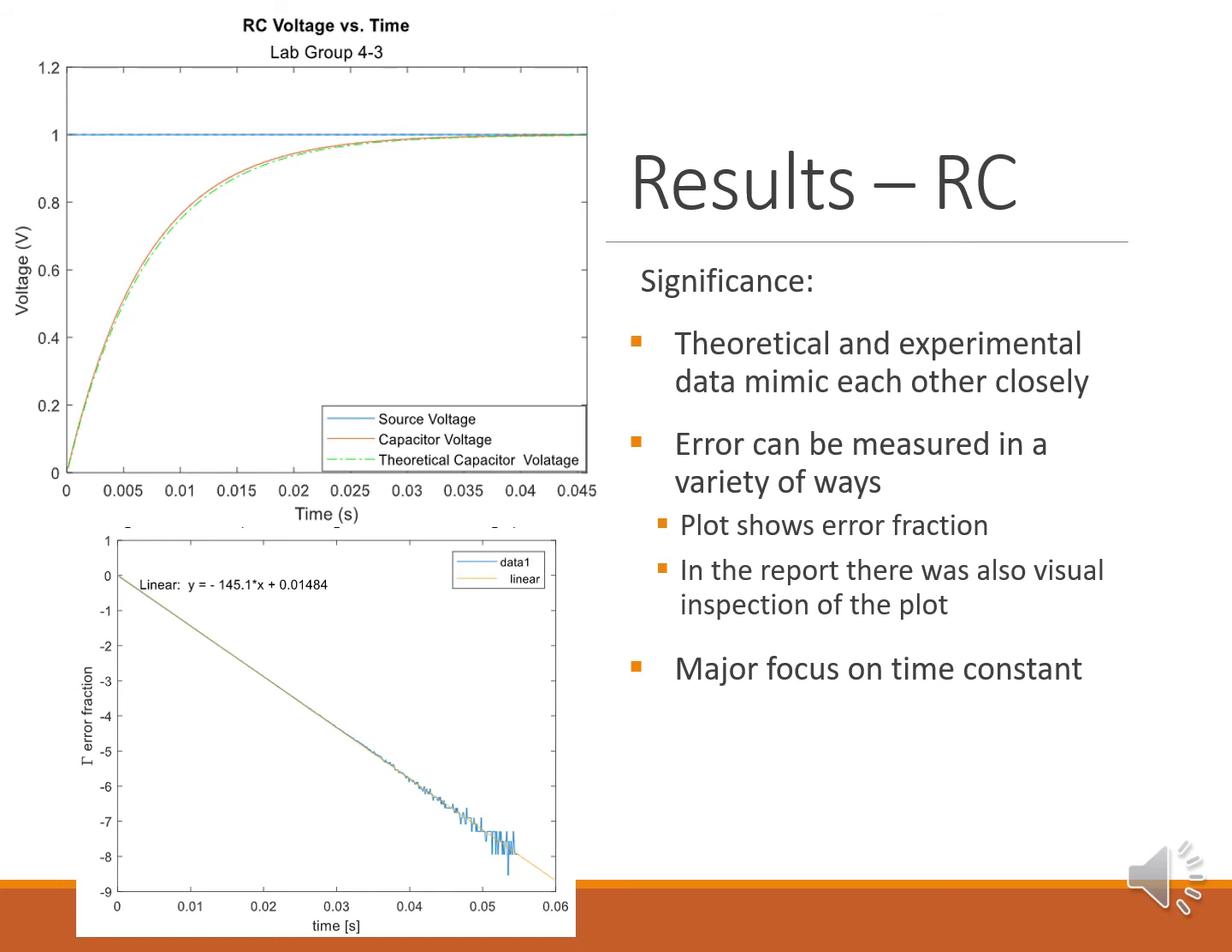In the first half of the experiment with the RC circuit, we were able to find, as shown in the top figure here, that the theoretical and experimental data mimic each other quite closely. And this half of the experiment was used to show different ways to measure error, and this was focused around the time constant. So the lower plot shows the error fraction as calculated. There was also a visual inspection of the plot, and both of these were then compared to the actual value to talk about different ways to measure error.